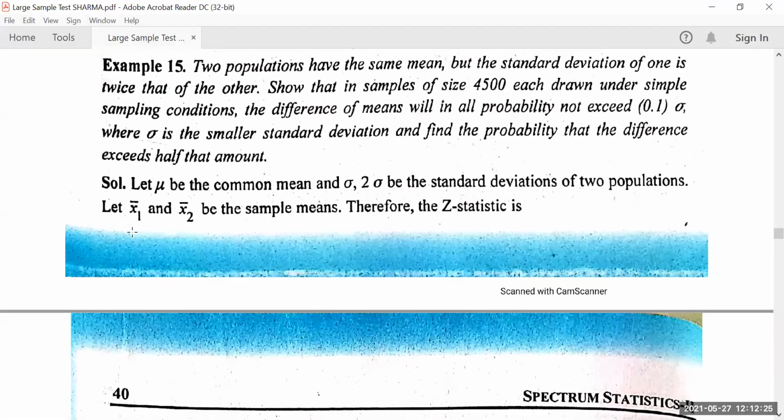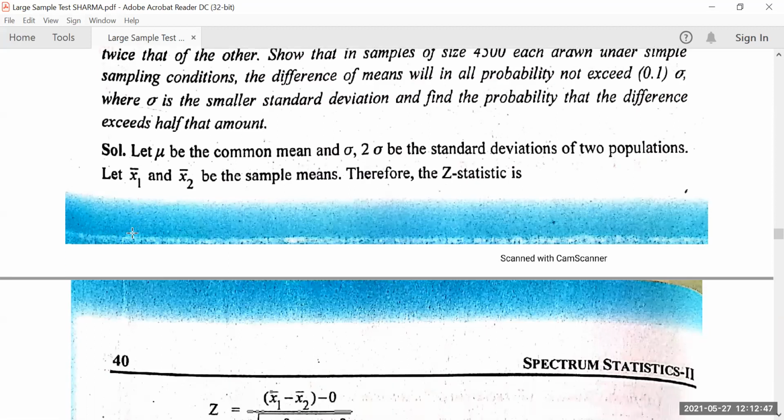So in the previous video, we have done this example. Two populations have the same mean, but the standard deviation of one is twice that of the other. Show that for samples of size 500 each drawn under simple sampling conditions, the difference of means will in all probability not exceed 0.10. And then we have to find the probability that the difference exceeds half that amount.